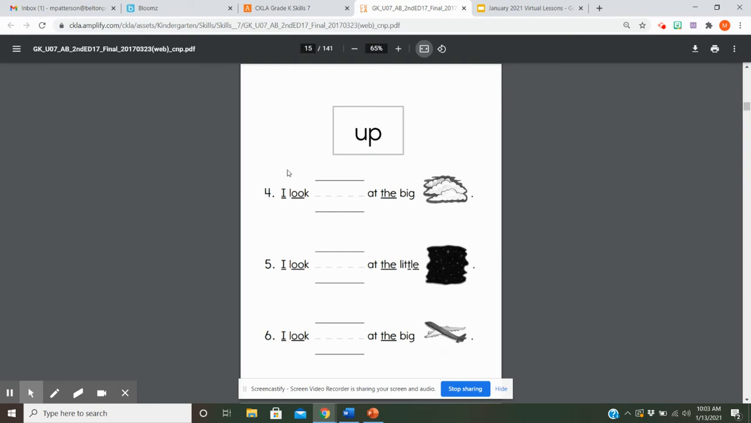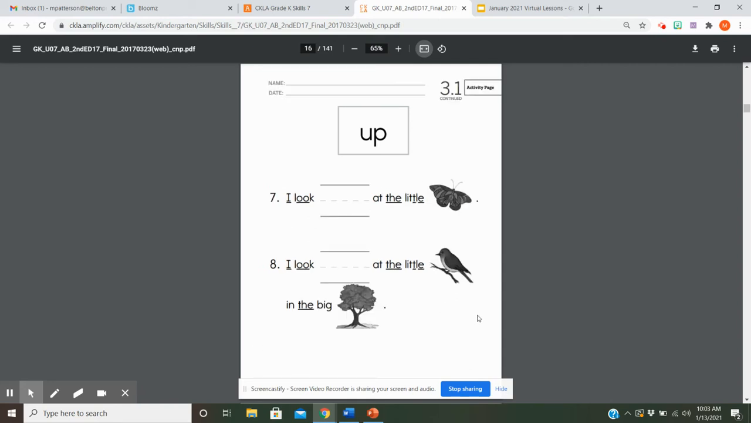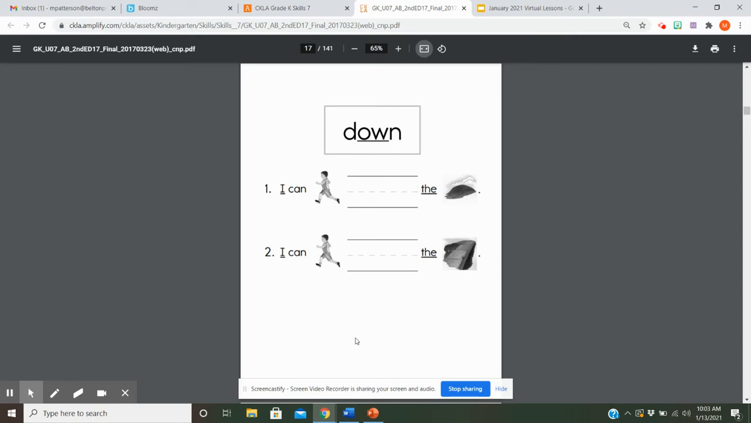Good. So I want you to do that for the whole front of the page and the back. On the back, there are several tricky words in here, okay? So make sure you're practicing those. Then, on your next page, you're going to keep going, and the sentence is going to get a little bit longer, okay? A little bit longer for you to read. And on the back, you're going to practice that new tricky word, down.